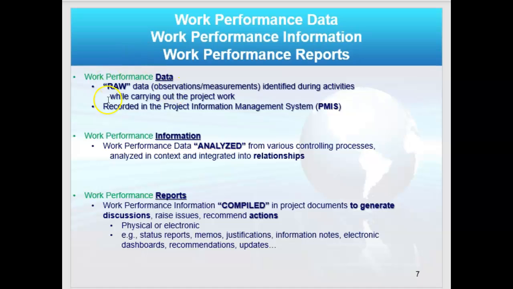Then you will develop work performance information. That's that same data, but now it's analyzed. You see the relationships. And at times you will produce work performance reports. The key word there is compiled, which generate executive summary with key issues and recommended actions, right? So work performance data is raw. Work performance information is analyzed. And that's only during the control process. And then reports we can do during executing and control.